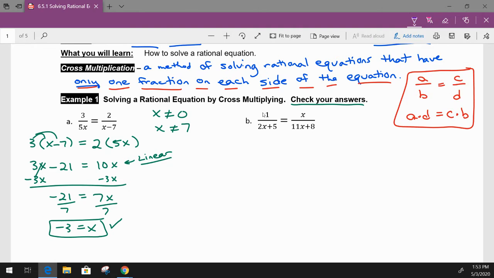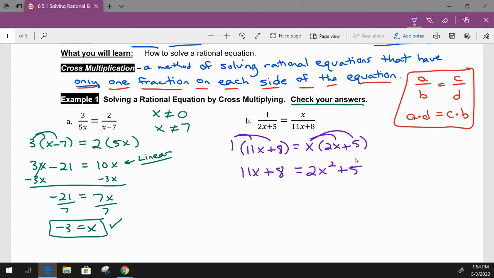So in example 1b, we now have a numerator of 1 times the denominator on the other side of 11x plus 8 equal to the numerator on the right side, x, times the denominator of 2x plus 5. So at this point, again, we would want to distribute. Well, if you're distributing a 1, nothing's going to change there. But when you distribute this x to the 2x plus 5, you're going to get 2x squared plus 5x. So pay attention. At this point in the equation, we now have a quadratic equation.